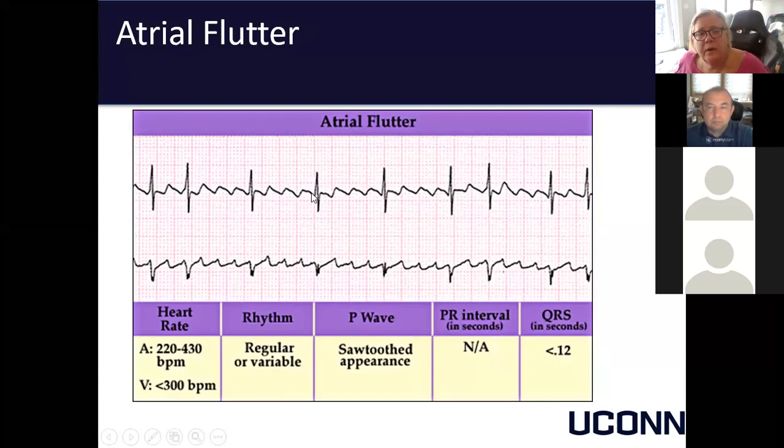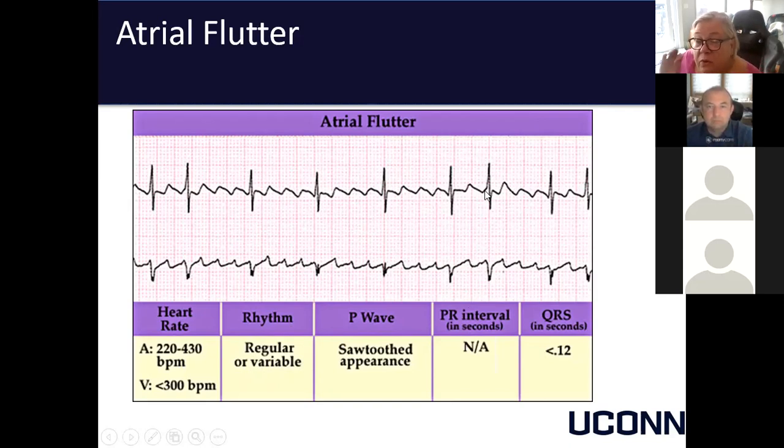Here is 3-to-1. So this patient's still going to have an irregular heartbeat. In this case, it can be regular or it can be variable, but it's that sawtooth pattern that's so classic. And in this case, your QRSs, again, because the QRS stimulation is coming out of the AV node, looks consistent. QRS durations less than 0.12.